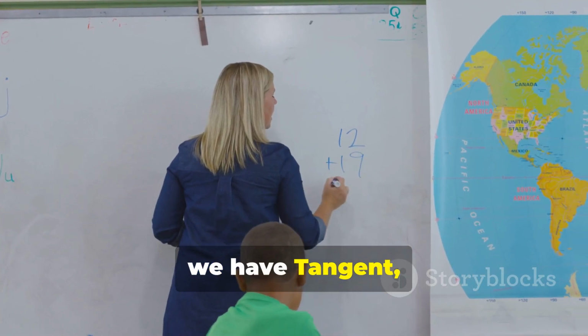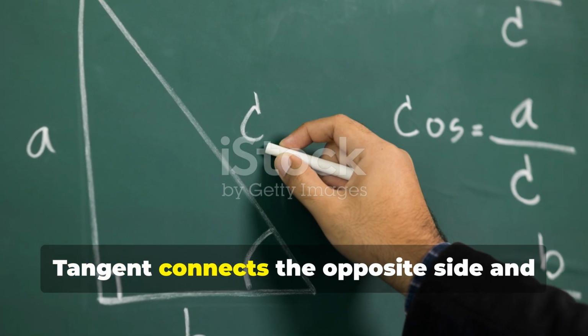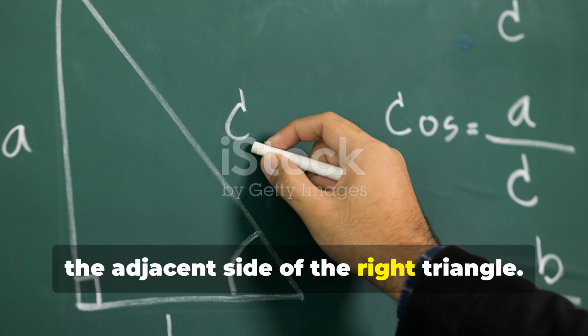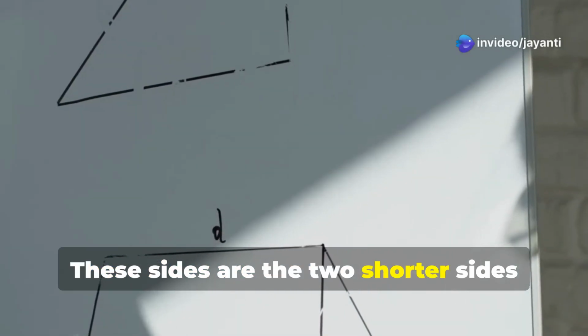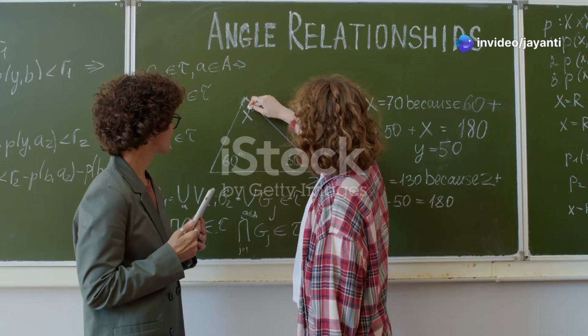Finally, we have tangent, written as tan. Tangent connects the opposite side and the adjacent side of the right triangle. These sides are the two shorter sides that form the right angle.